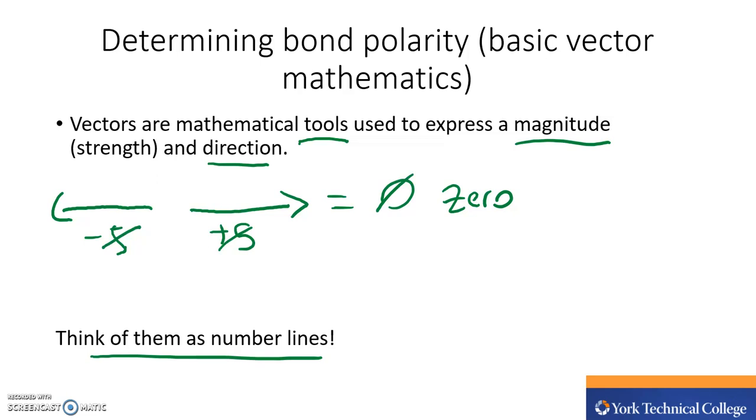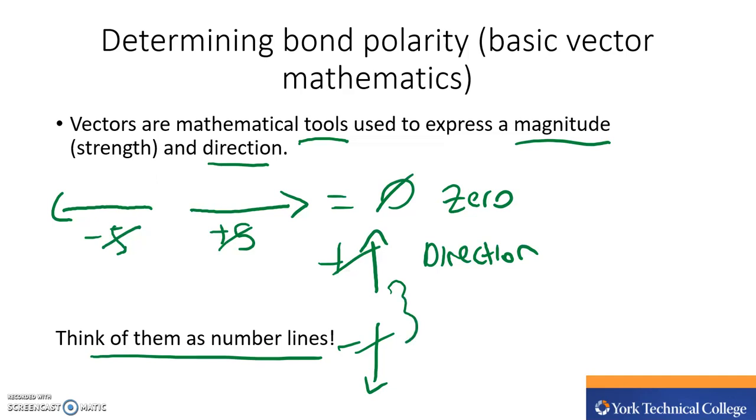Let's do another one. Let's say we have a vector pointing up and a vector pointing down. We don't need to know the strength of these for basic bond polarity determinations. All you need to determine is that the direction will cancel. So if something's positive pointing up and something's negative pointing down, then these will cancel, and the polarity is 0. So again, this is 0.